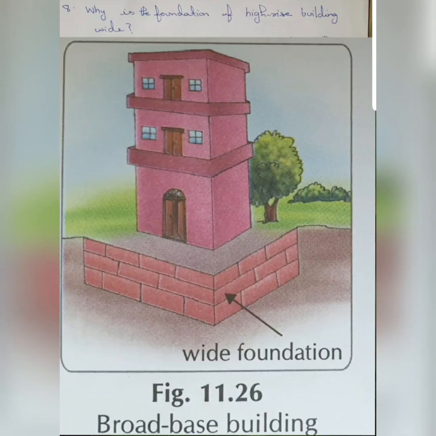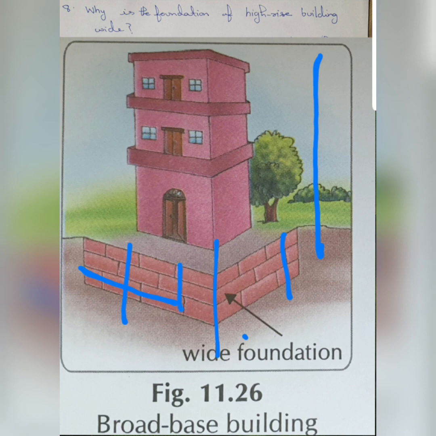Next case: why is the foundation of a high-rise building wide? This is the foundation, and we make it very wide because by doing so we are increasing the area of contact with the ground. So it will lead to less pressure by the building and the building will not sink into the ground.